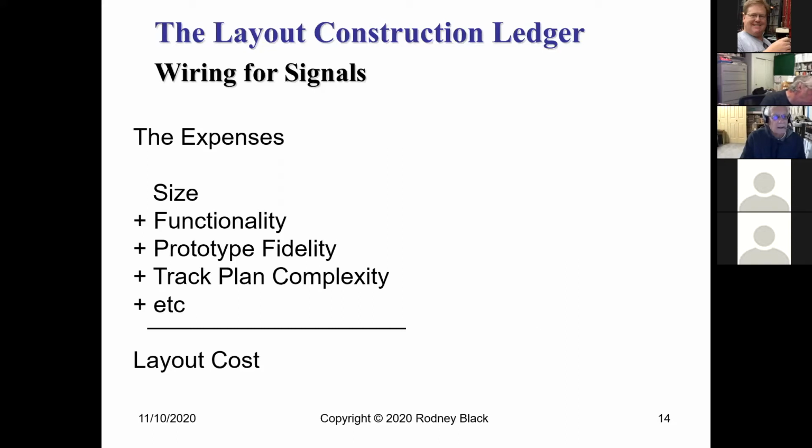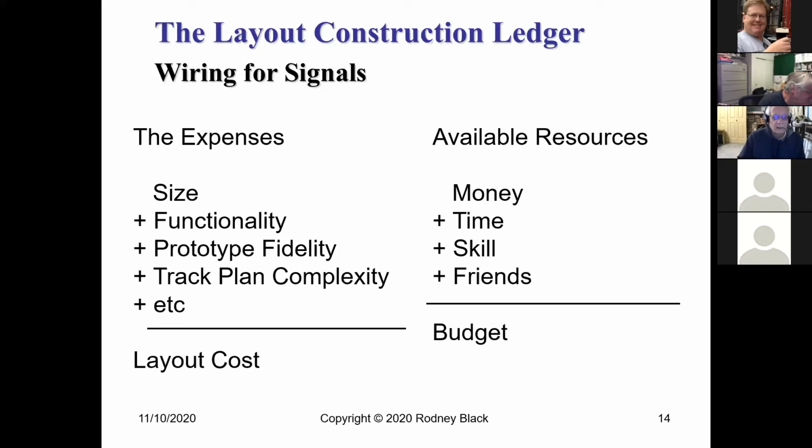The higher the track plan complexity, the more it's going to cost you. And I'm sure there are other things as well that enter into the layout cost. On the other side of the ledger, of course, are your available resources. How much money do you have to drop into it?